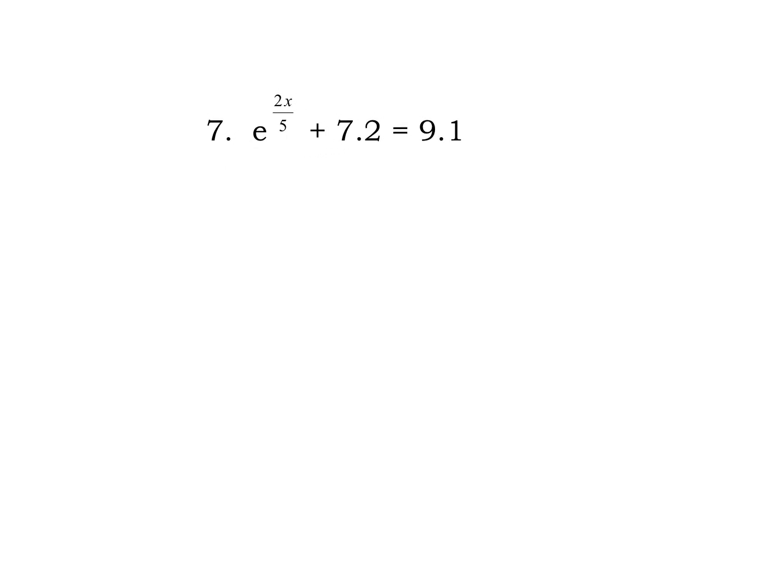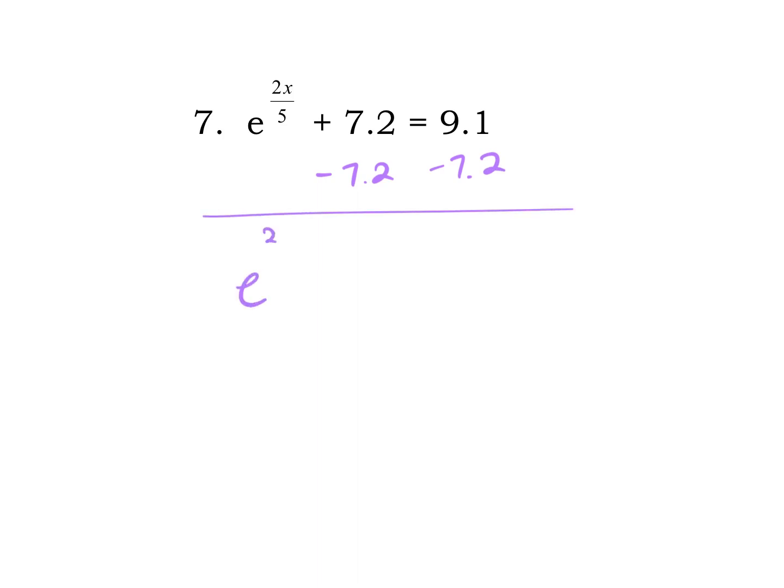Let's look at this one. Okay, Leah, can you help me with this one? Sure. You subtract 7.2. Okay, let's subtract that 7.2. Good. And then you rewrite the first part as, do you put 2x over 5 in front? Yep, because we're going to take the ln, and that property tells us we drop that out in front. Beautiful. So 2x over 5 out in front, and then what? And then equal to 1.9.